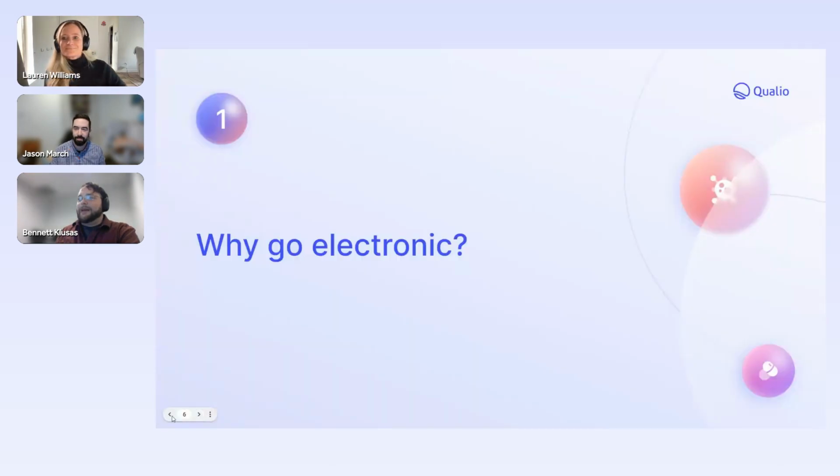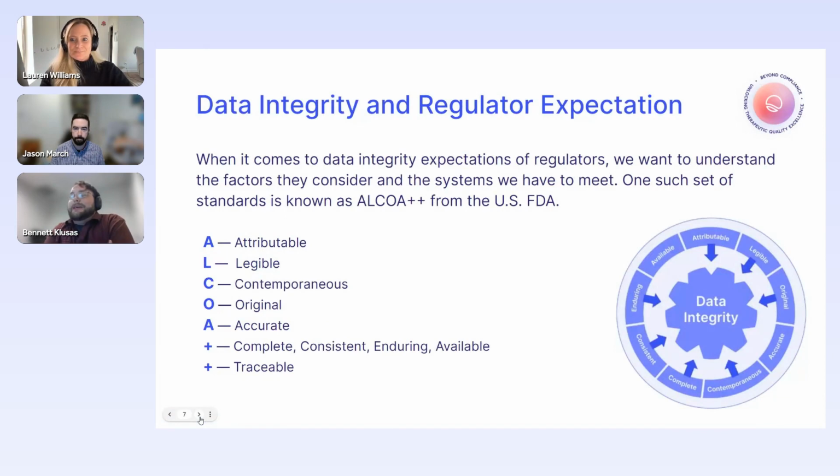And with that, we're going to start talking about why to go electronic with your eQMS. So, one of the big questions here is data integrity, and why are we tying this in with going into an eQMS? So, when we are setting up our eQMS, we want to understand how that relates to the data integrity expectations of regulators. And one such set of those expectations is known as Alcoa++ from the United States FDA. And while we have all the letters there, these are those sorts of traits that you really want to keep thinking about as you look and identify what QMS system you want to implement so that you can achieve these expectations.